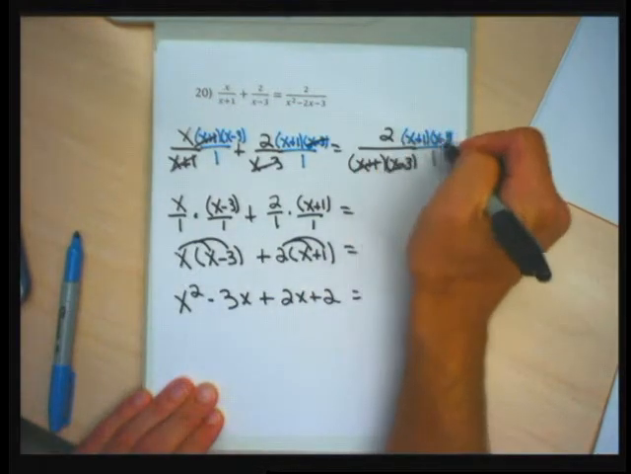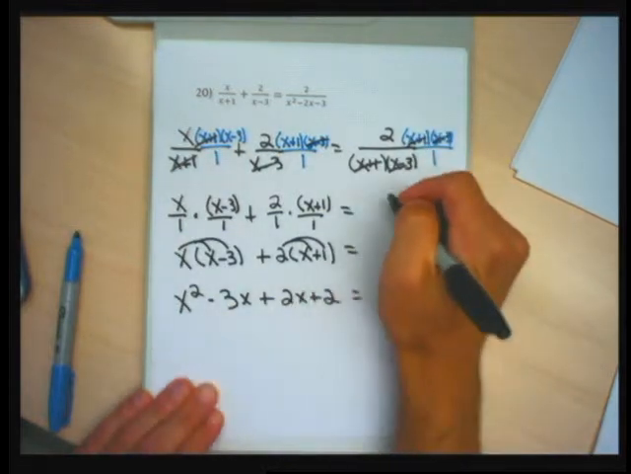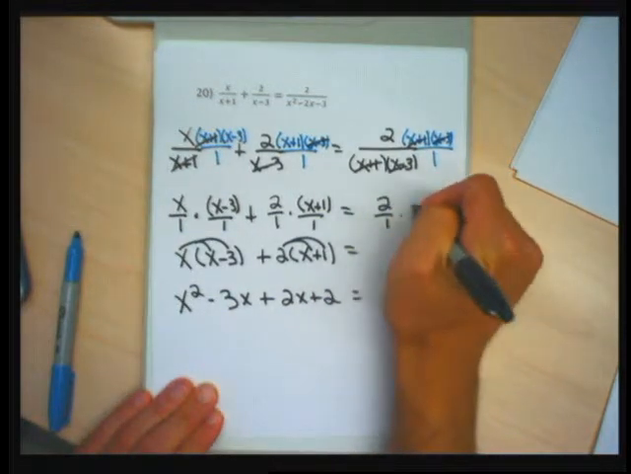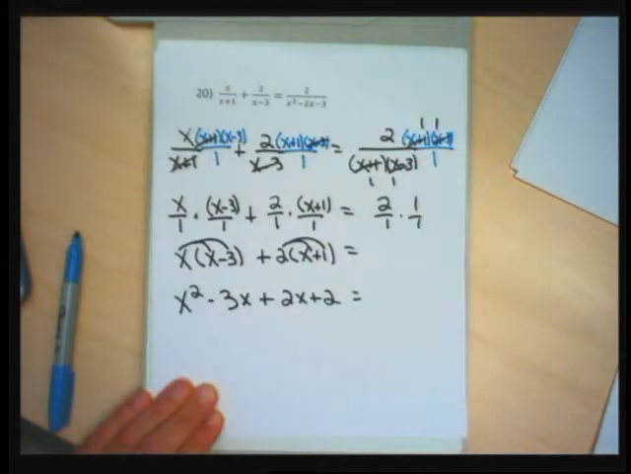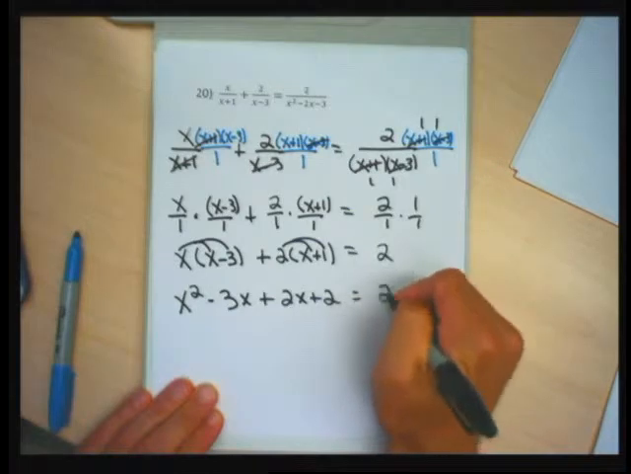Right side, both the x plus 1s and the x minus 3s cancel. Everything turns into 1s. Technically, I'm left with 2 over 1 times 1 over 1. Don't need the over 1s. I multiply the 2 and the 1 and get 2.